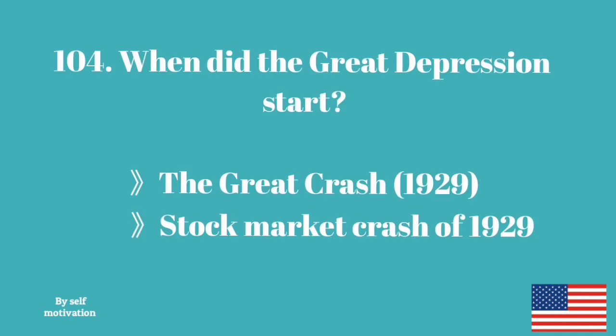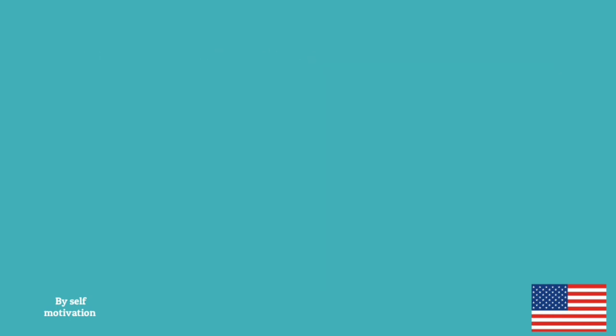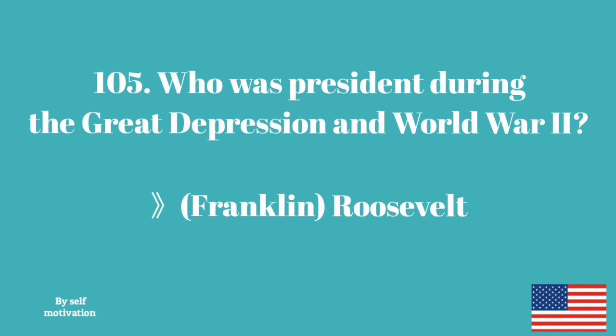When did the Great Depression start? The Great Crash, 1929. Stock market crash of 1929. Who was president during the Great Depression and World War II? Franklin Roosevelt.